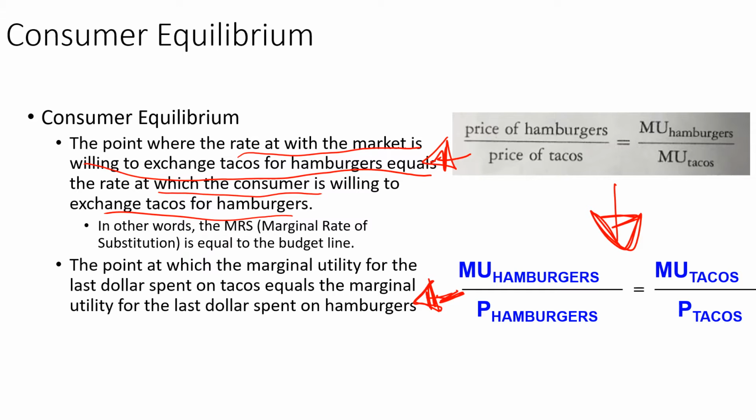In other words, the marginal rate of substitution is equal to the budget line. A lot of this, there's going to be a couple questions on the quiz that relate to these equations. You don't need to necessarily conceptually be able to understand them and explain them, but just be able to recognize these equations.